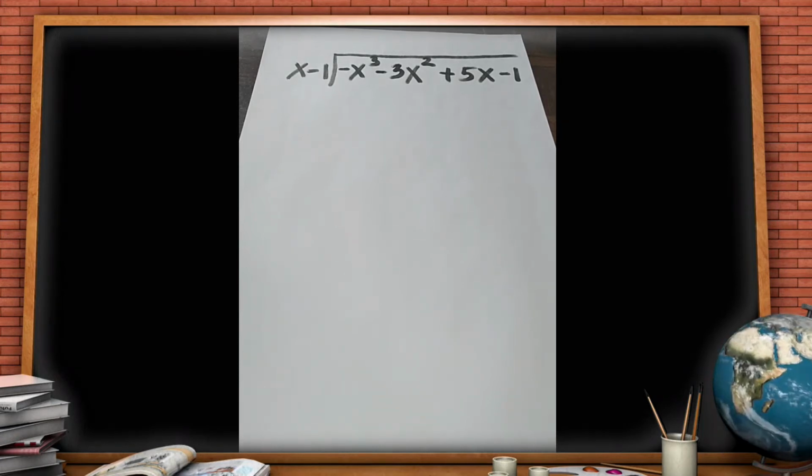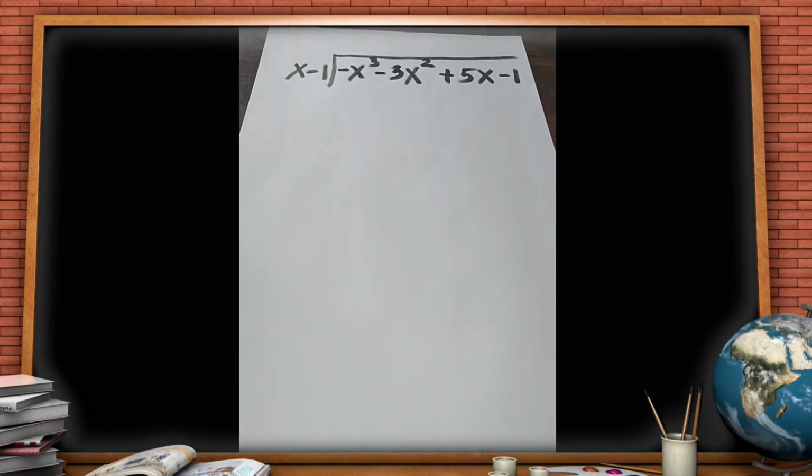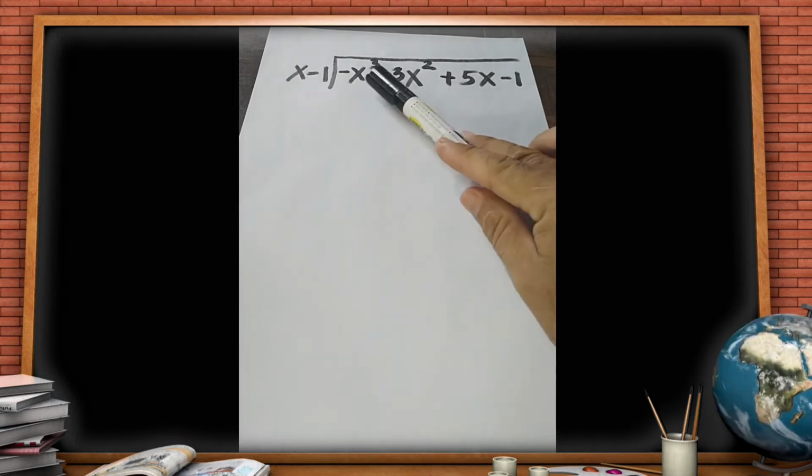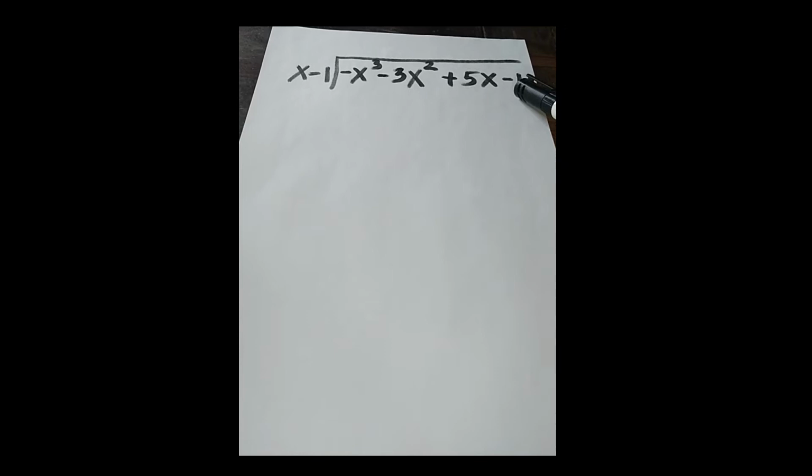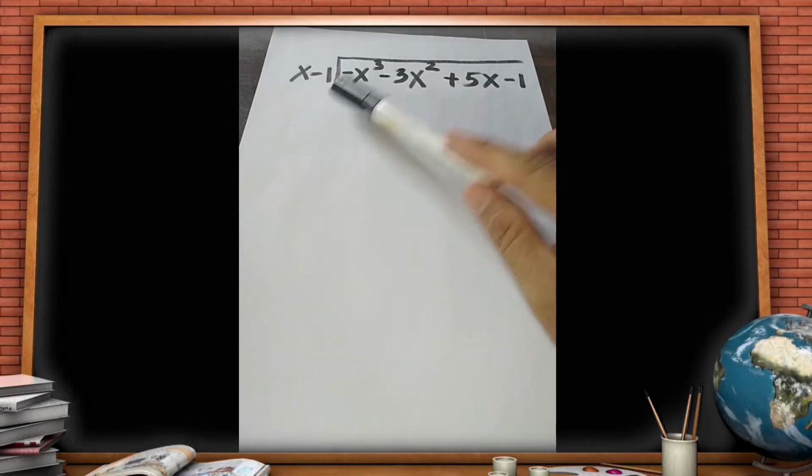Okay, this time we will divide these two polynomials. Negative x cubed minus 3x squared plus 5x minus 1 divided by x minus 1.